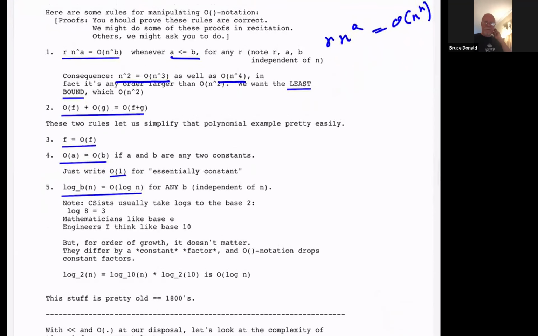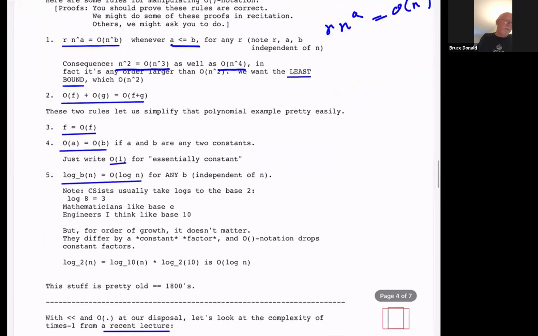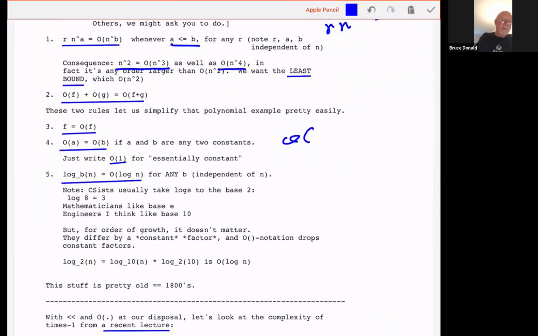And here's one that's kind of pretty nice. If we have two constants a and b, then they're the same order. Order a equals order b. We also often write this just as order 1. And this will also signal that you're a computer scientist, because only computer scientists do this, although it's correct.